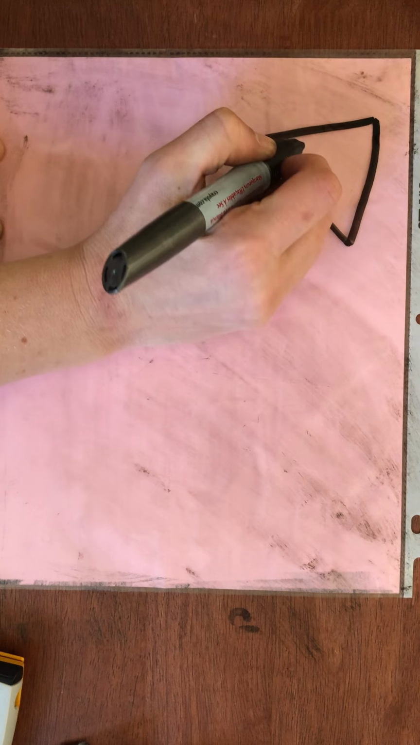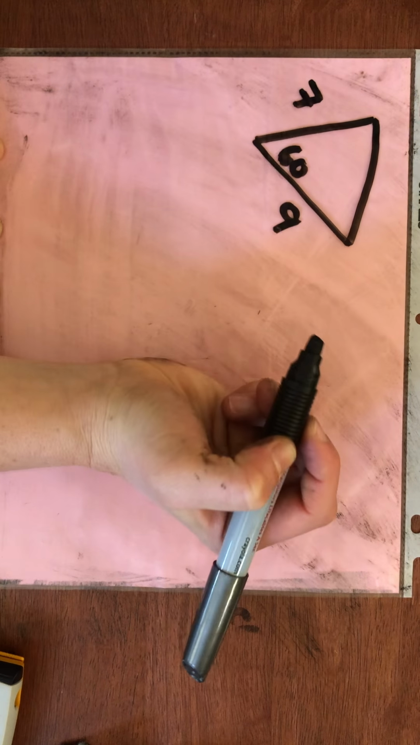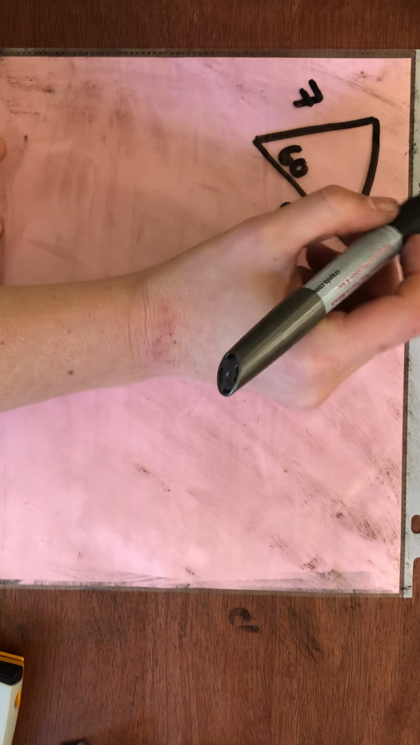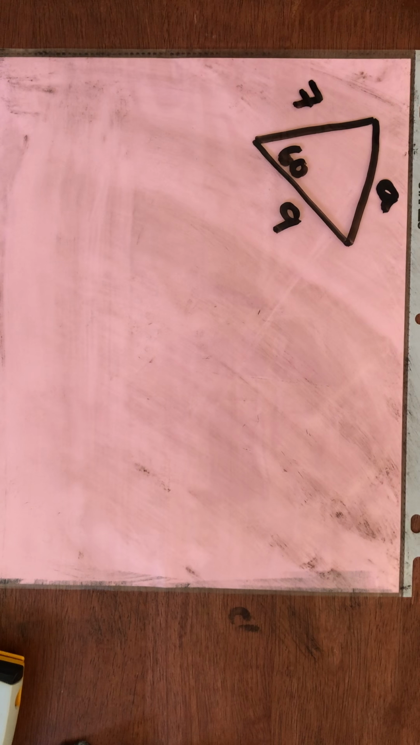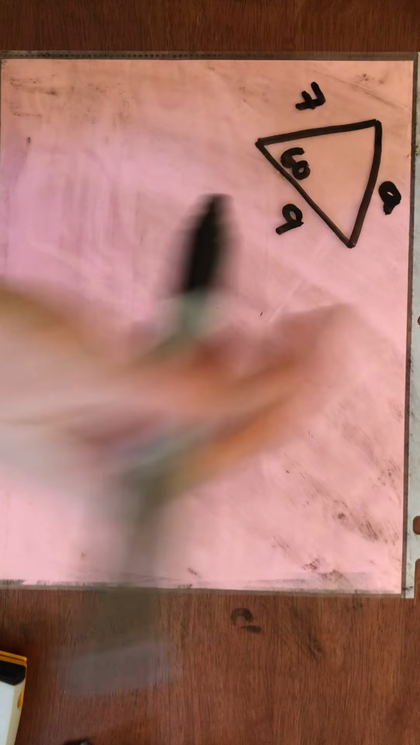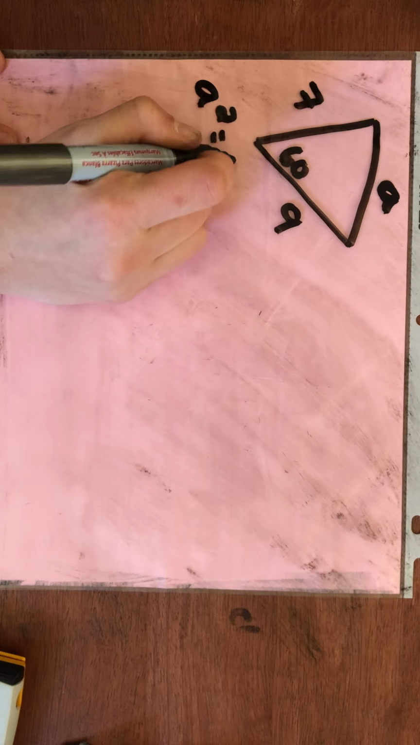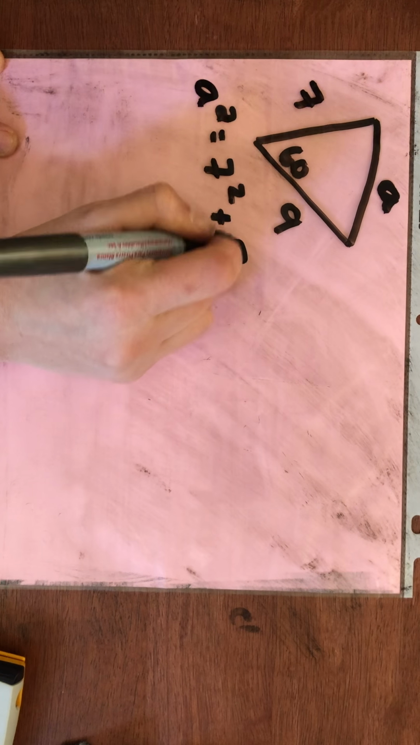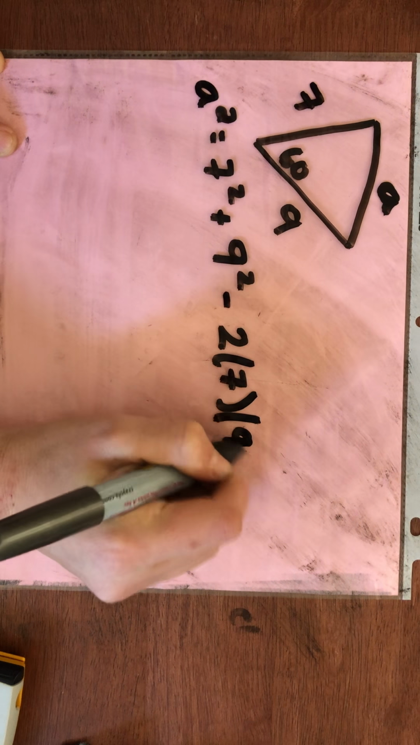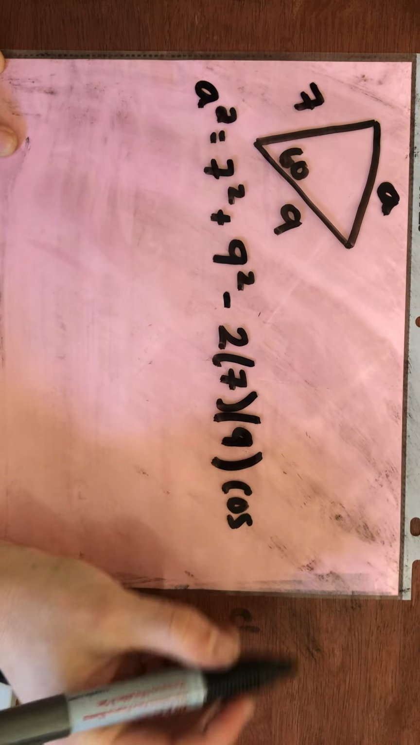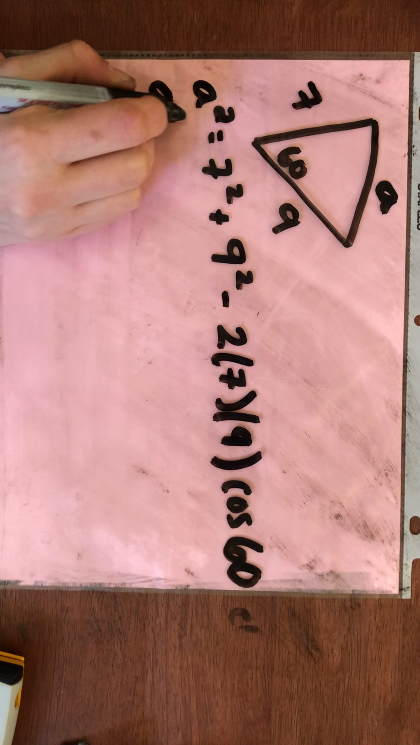All right, we got a triangle. We got 60, 7, 9, and we want to find this side length right here. We'll call it A. We have an angle, and we want to find the side. So this side length is going to go on the outside, so A squared equals 7 squared plus 9 squared minus 2 times 7 times 9 cosine of 60.